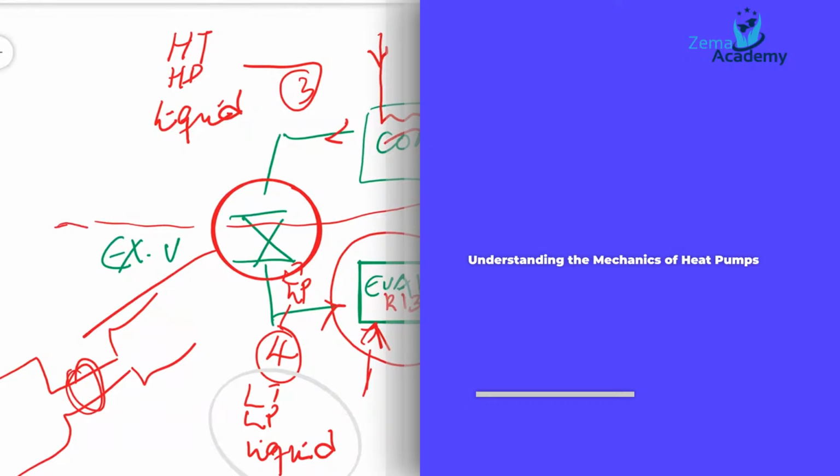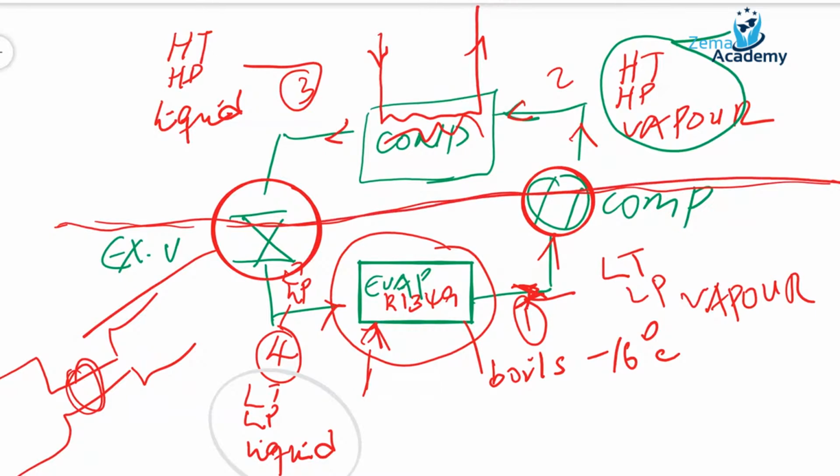So at the beginning, as I said, if you divide the circuit into two halves, as you can see, anything below the line is low temperature and low pressure, and anything above the line is high temperature and high pressure. Okay, so you can divide the circuit into two. Anything below the line, we have low temperature and low pressure, and anything above the line, we have high temperature and high pressure. That is the basic principle of any vapor compression system.